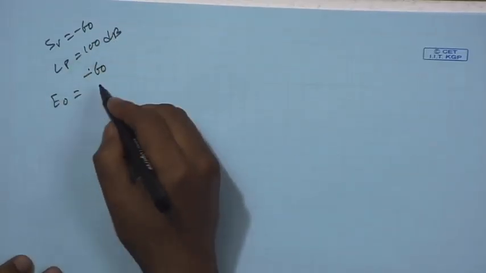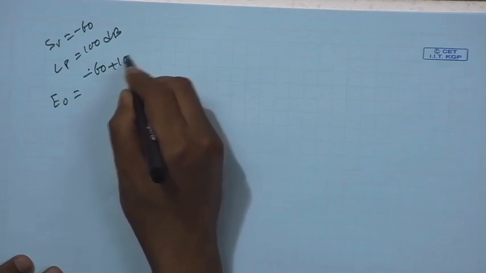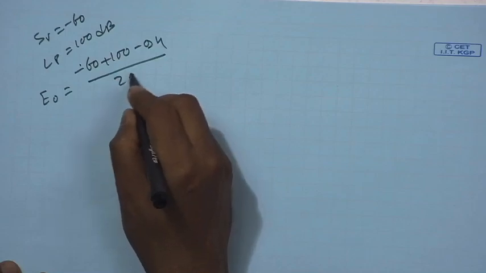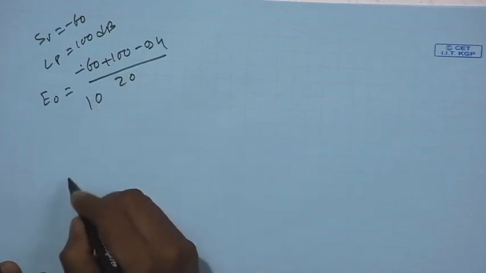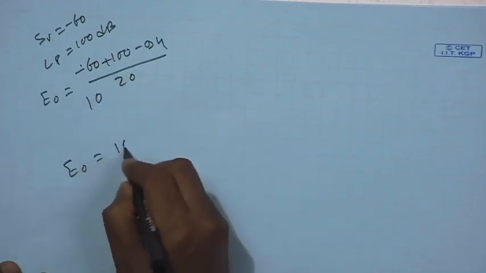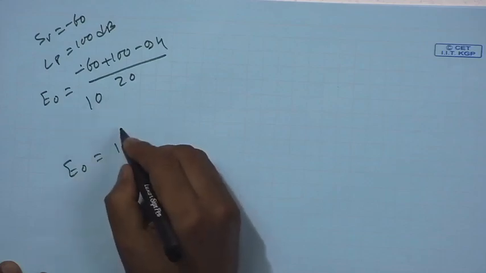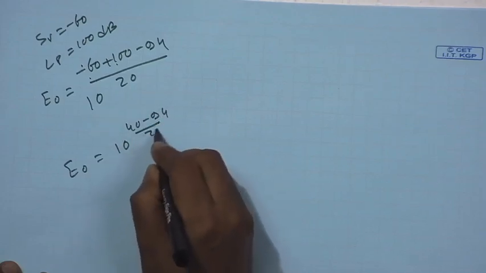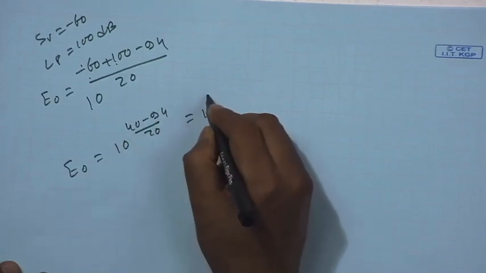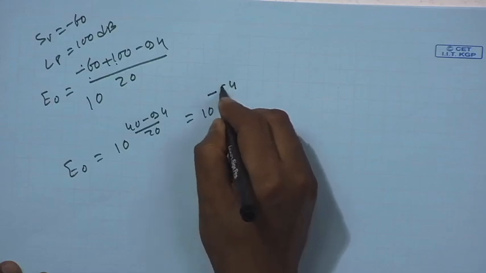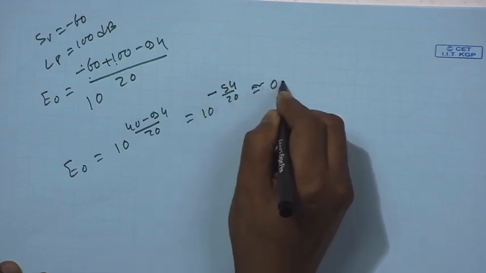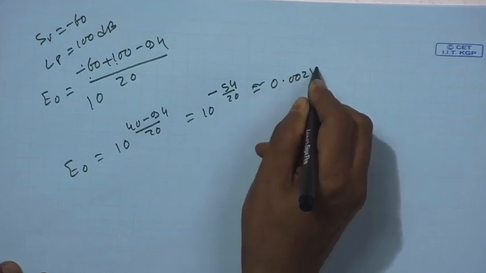Okay. So, E0 is 10 to the power of (minus 60 plus 100 minus 94) divided by 20. How much will come? Minus 60 plus 100 is 40, minus 94 gives minus 54... so it is 10 to the power minus 45 divided by 20. This is equivalent to about 0.002 volt.